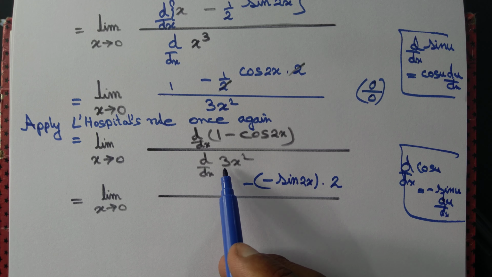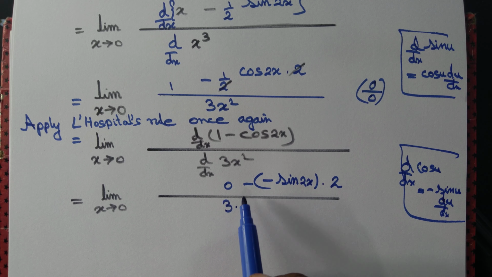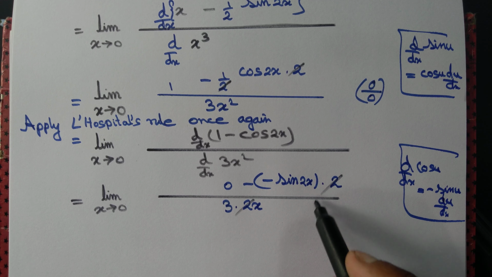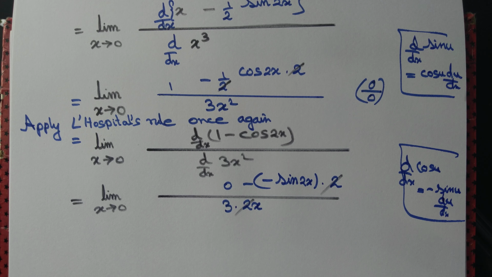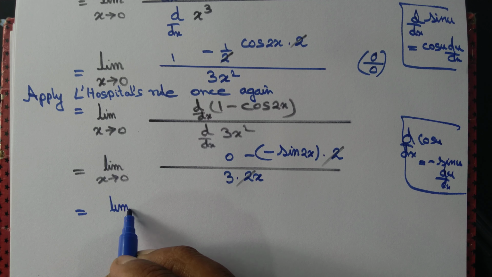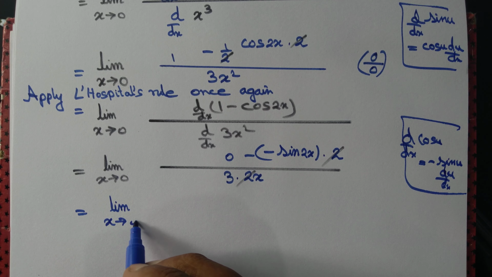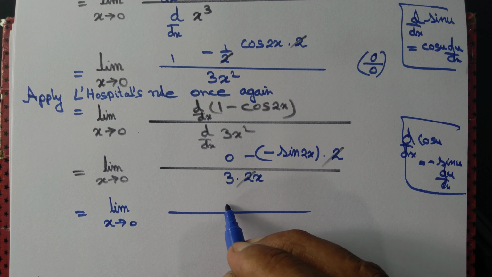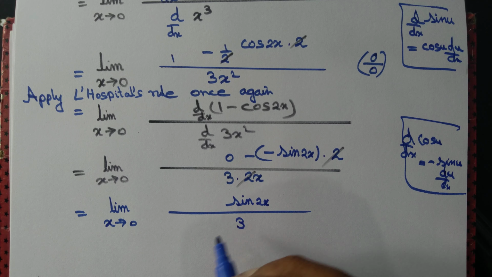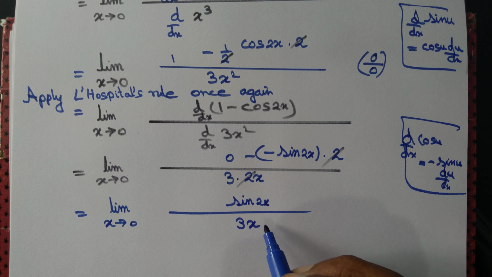How about the denominator? 3 is just a constant, and the derivative of x squared is just 2x. We can cancel 2 out, and we are left with the limit as x tends to 0 of sin 2x by 3x. I forgot x earlier.